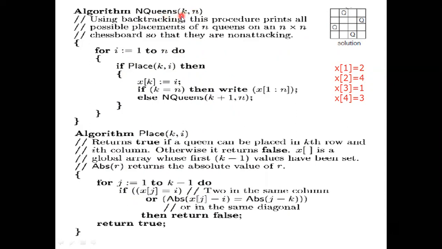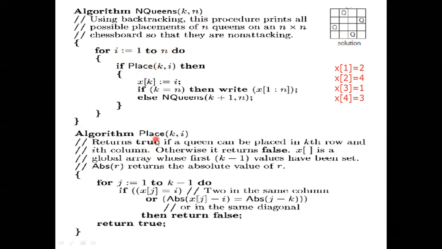What is k? K is the row number, right? K is the row number. N is the total number of queens. How many queens are there? 4 queens. K value is the row number, right? See here, i is equal to 1 to n. Normally k value will first come as 1. There is no doubt. While passing the parameter, k value initially will be 1. 1 and 4. I hope it's clear. i is equal to 1 to n. This particular for loop is for the columns.